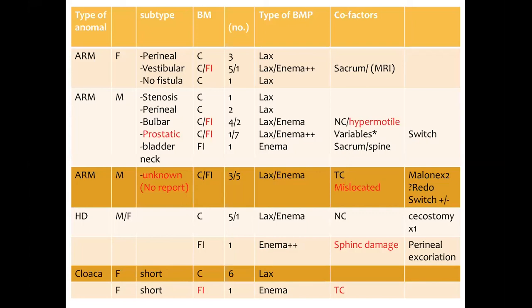One of them has already been discussed with Dr. Pena, and his suggestion is to continue on the enemas and not to do a redo procedure. And the other one is under discussion these days. But still, we can offer them the switch to laxatives, and try that if they don't want to have a Malone and they are still looking for a redo surgery.